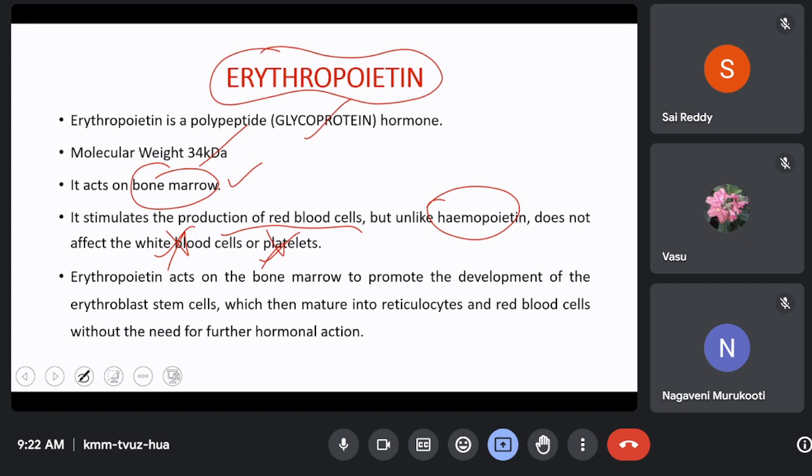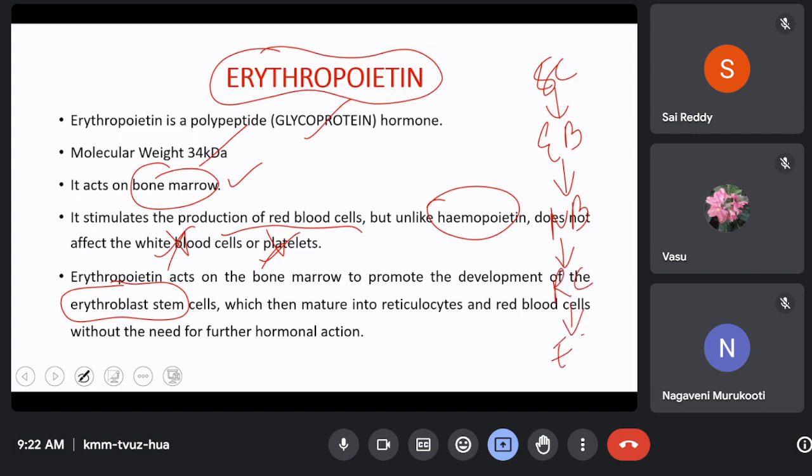It promotes the development of the erythroblast stem cells. You know the process of erythropoiesis. First, stem cells are there from which erythroblasts are produced, from which normoblasts are produced, which form into reticulocytes.